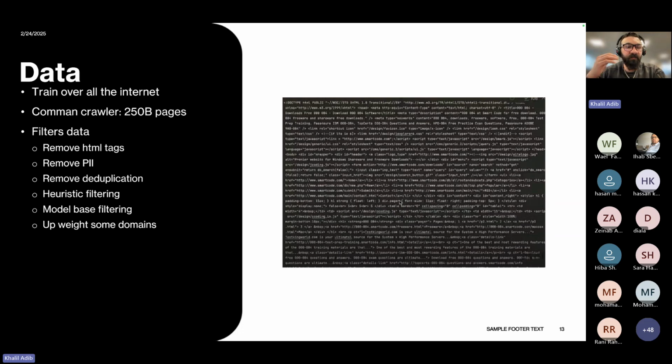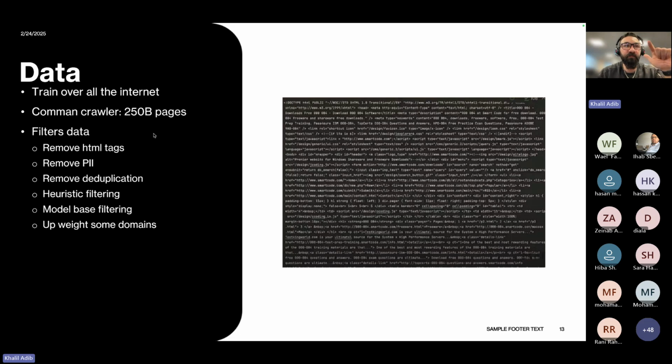So there are some methods or filters they have to apply before batching this data and sending it to the LLM. The first one is to remove the HTML tags, because all of it is from the web, and all of it would have HTML tags.